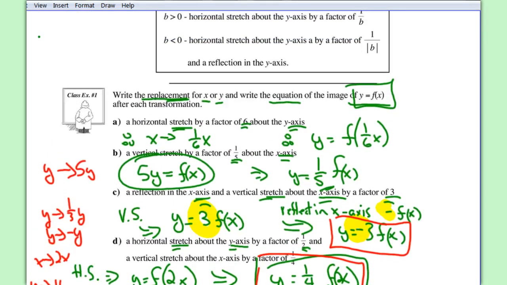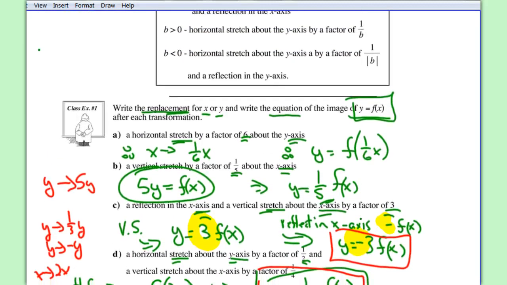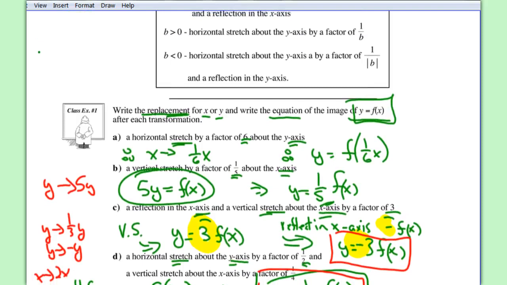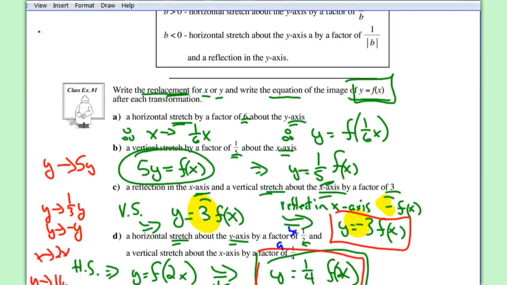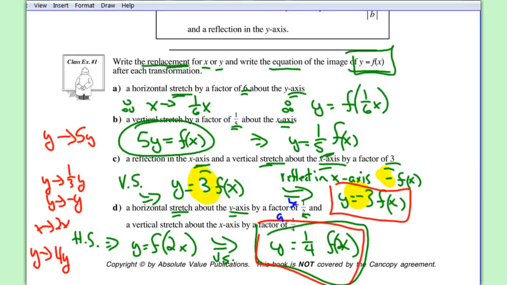A horizontal stretch about the y-axis by a factor of half, and a vertical stretch about the x-axis by a quarter. So remember, the horizontal stretch, that's the B one. That's B. The vertical stretch is A. And B's always are weird. They're reciprocals. So when you do the B factor, the B value has to be 2 to get a half as the factor. And the A value that's beside f of x has to be a quarter.